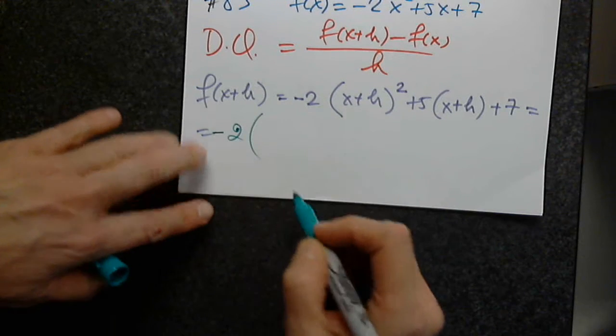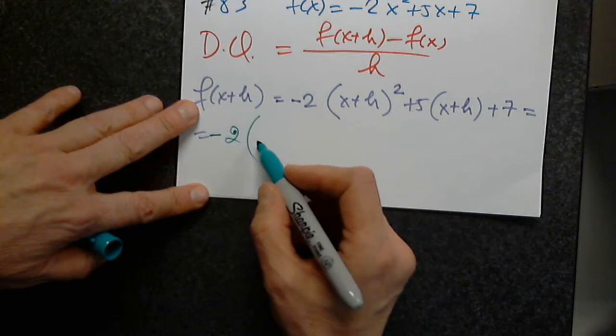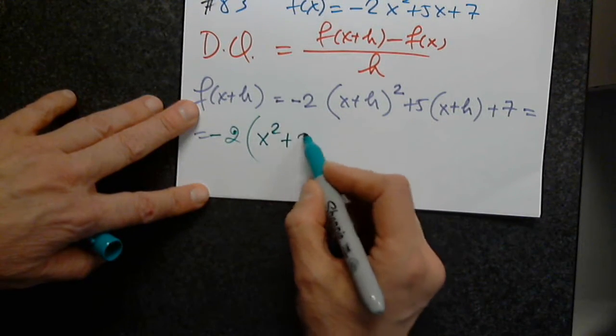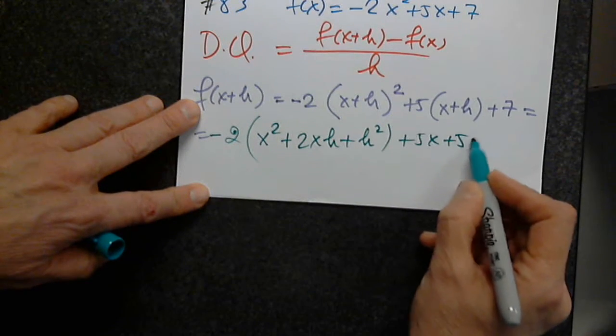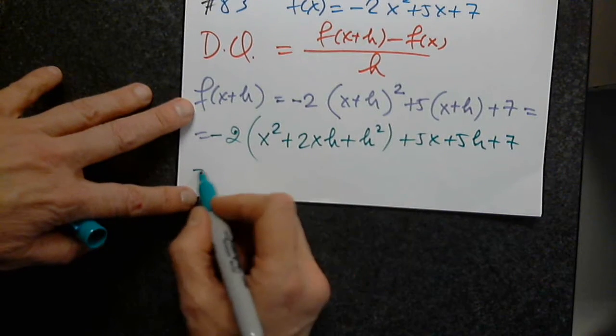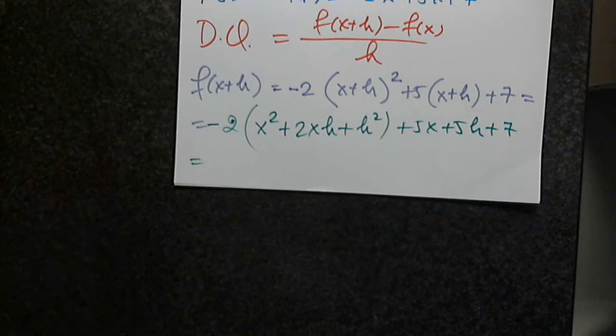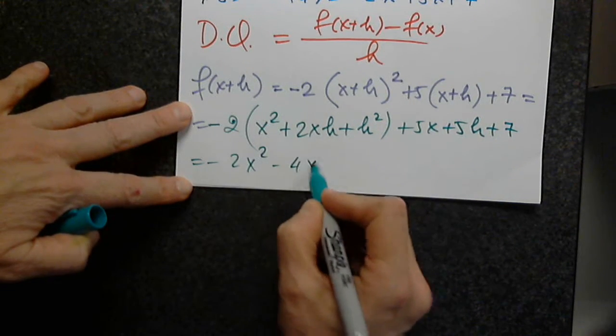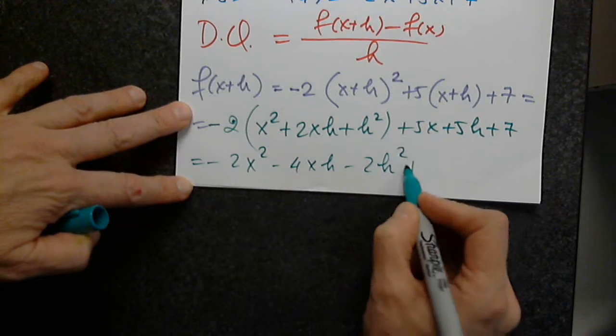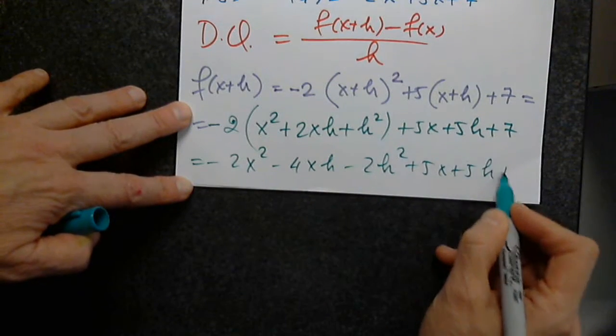Negative 2(x plus h) squared plus 5(x plus h) plus 7, so 5x plus 5h and plus 7. And only now I can distribute a negative 2, and there is nothing else I can do. I just write negative 2x squared minus 4xh minus 2h squared plus 5x plus 5h plus 7.